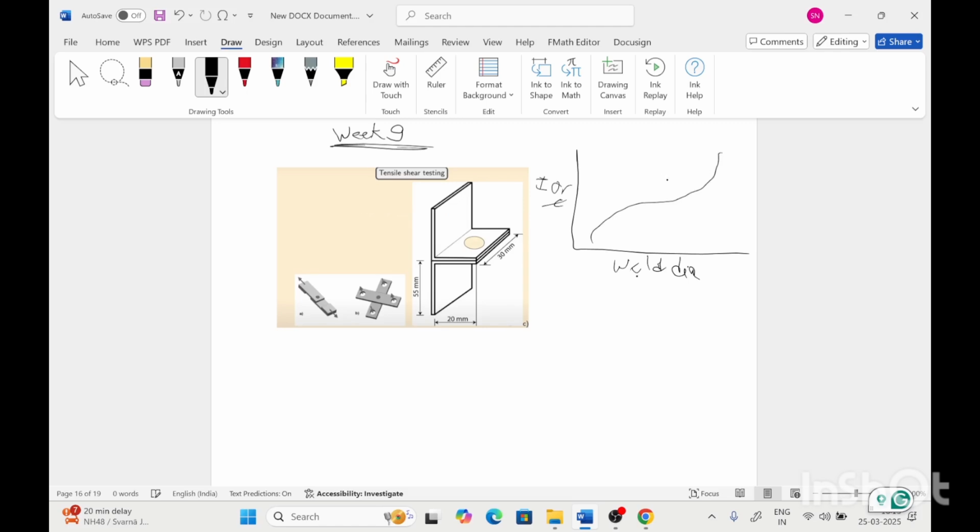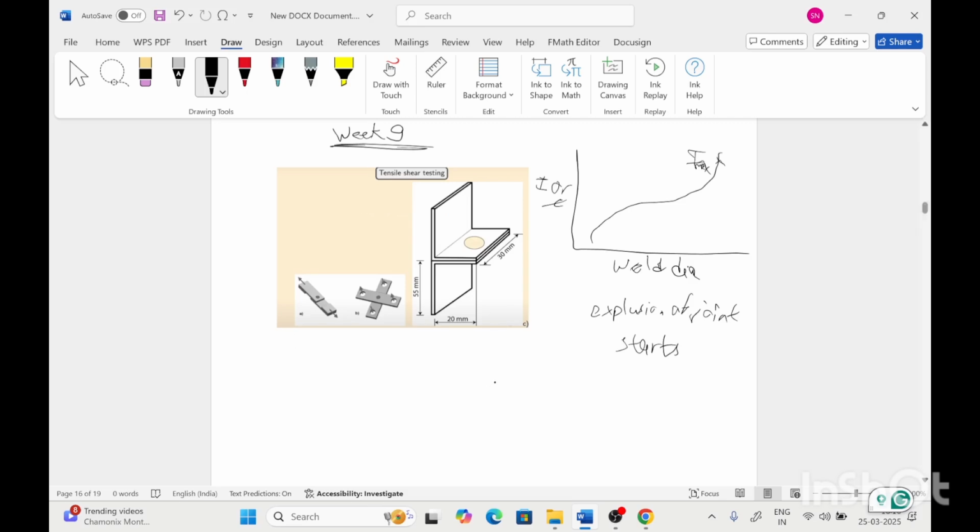So the curve shows like this, and at I max, the weld diameter reaches a value at which the expulsion of the joint starts. So this is the maximum point at which we can achieve the weld nugget diameter. So in today's class we will discuss the tensile test, the mechanical testing of these resistance spot welds.